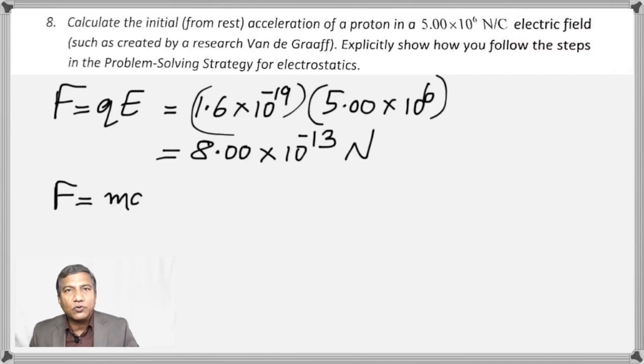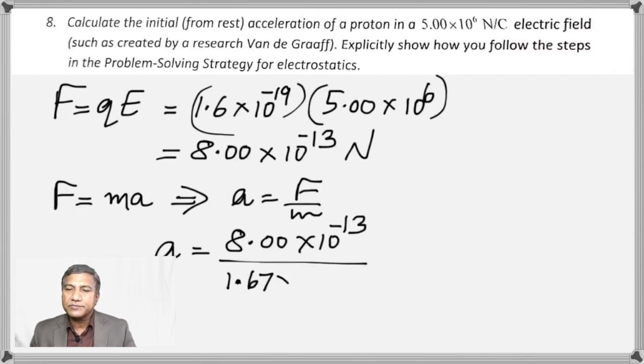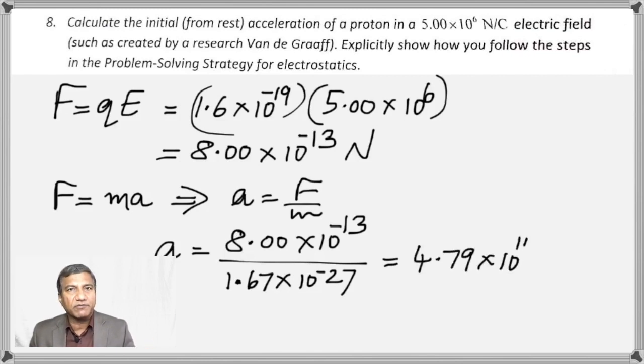Once you get the force acting on it, use force equal to mass times acceleration and find the acceleration. It's force divided by mass. So there is the force divided by the mass of the proton, again, which will be given to you, and you get a tremendous acceleration.